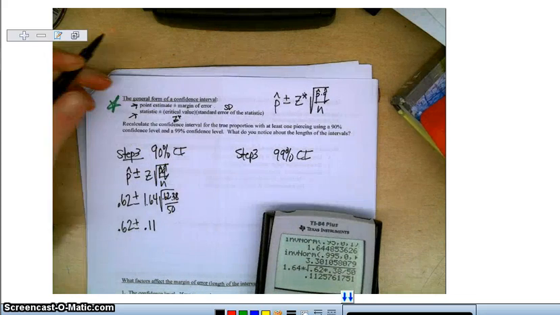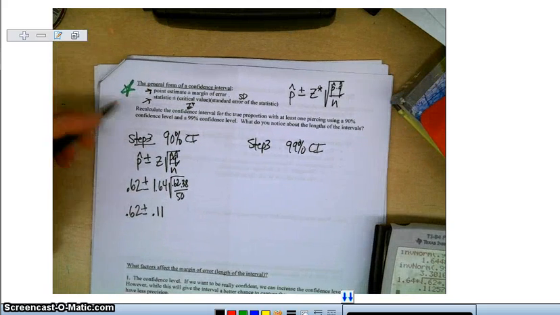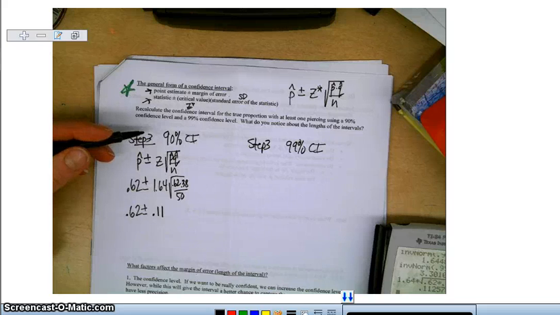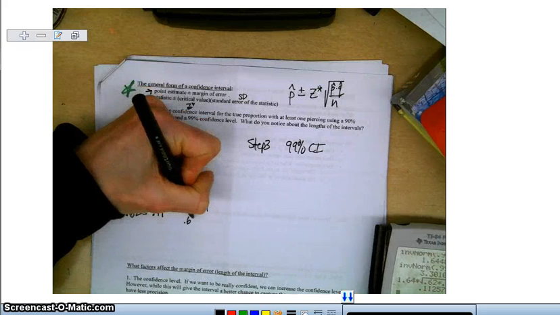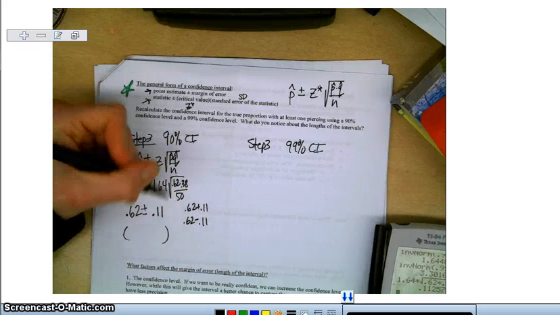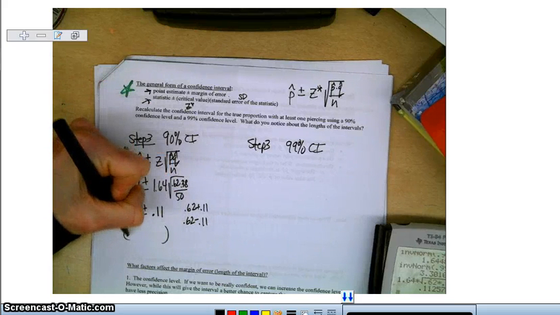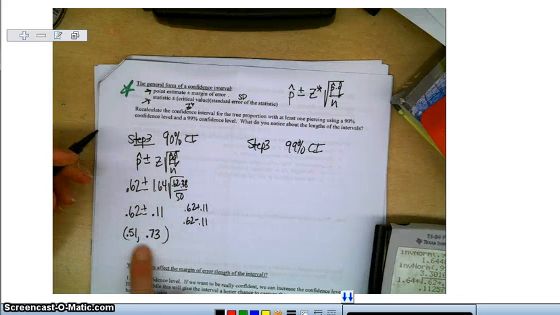0.11? Yep. Okay. So what would you take 0.62 and do what? Plus or minus 0.11, so 0.62 plus 0.11, 0.62 minus 0.11, so that would be 0.51 to 0.73. So this time we're allowing from 51 to 73%.